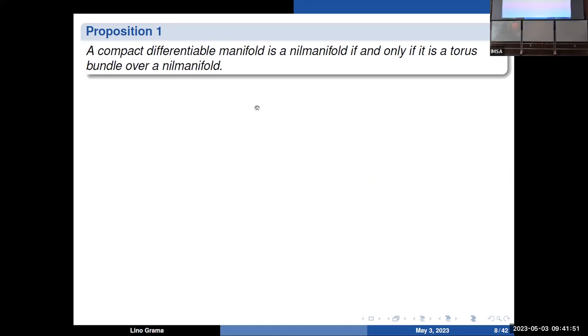But a compact manifold is a nilmanifold if and only if it is a torus bundle over a nilmanifold. This is like a tower of bundles. It appears, for instance, in the work of Salomon, implicitly, but this is just giving an idea of the proof.